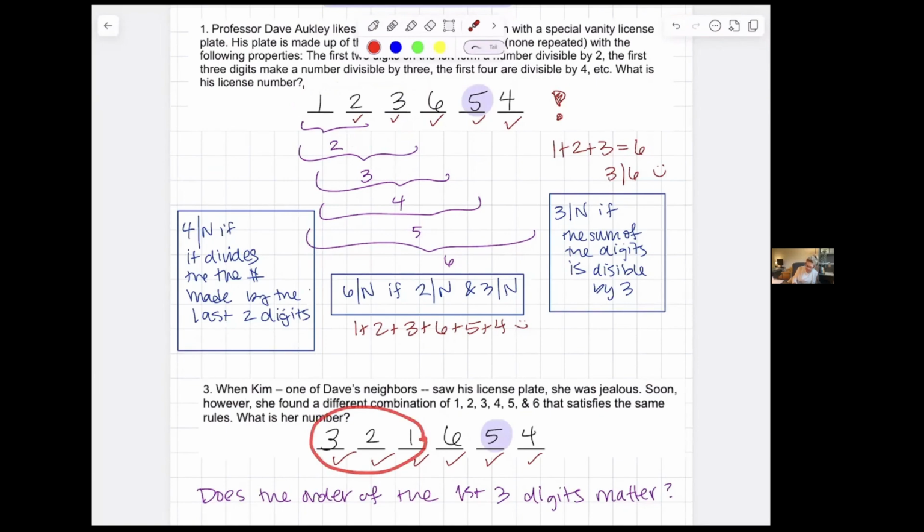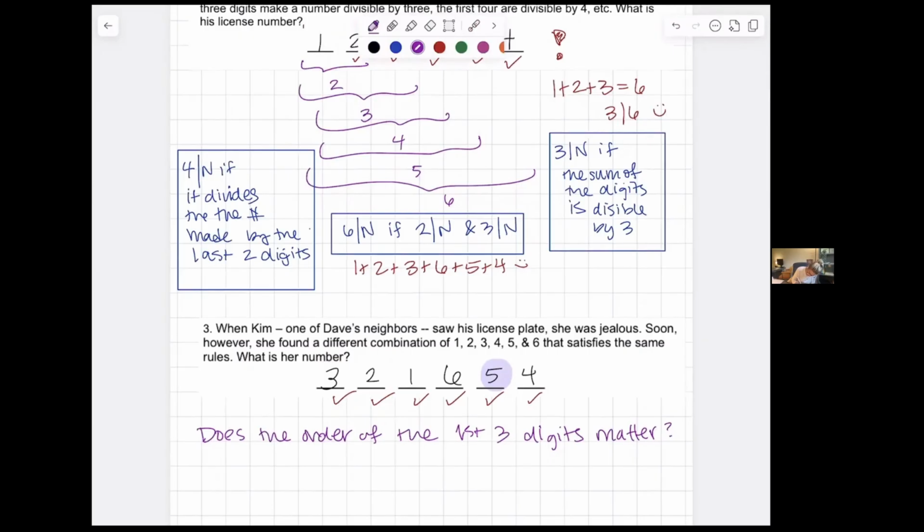I asked this question a little bit vaguely. How I wrote it was, does the order of the first three digits matter? And for that condition, not really, but it does matter a little bit because we also need these first two things to just be divisible by two. So here's my next question.